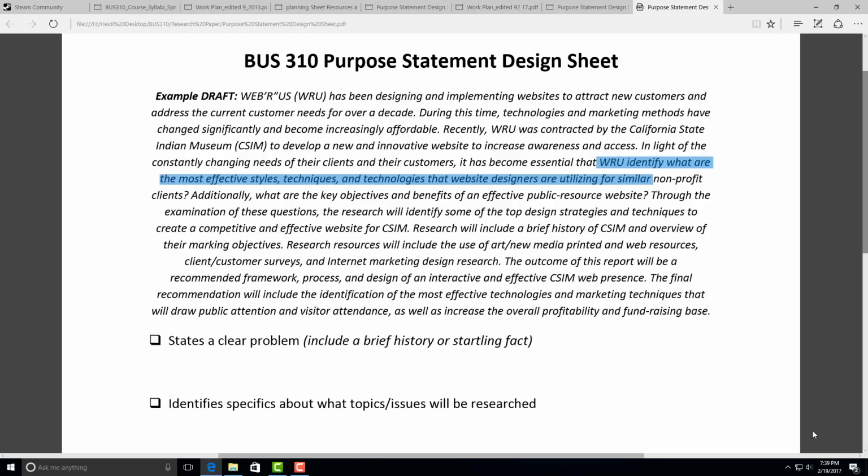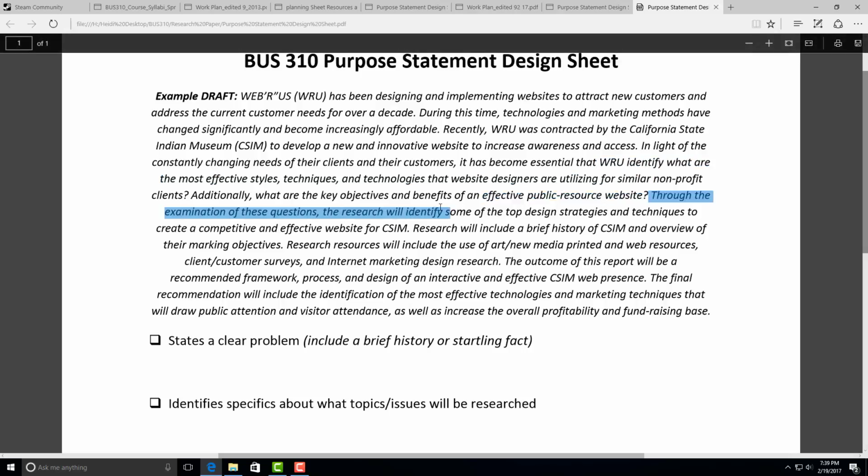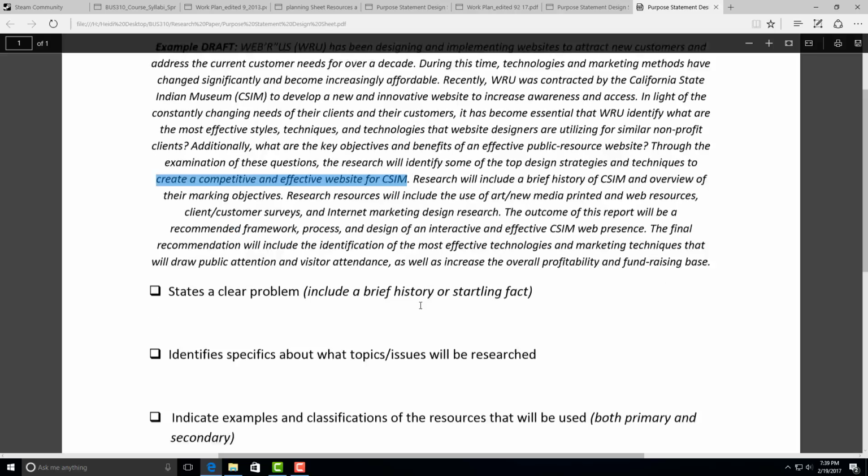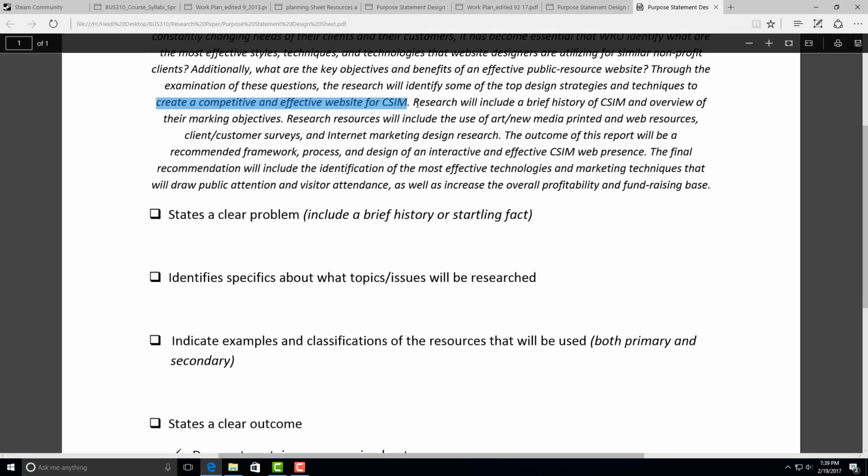So now, let's talk about the specific issues. Through the examination of these questions, the research will identify some of the topic design strategies and techniques to create a competitive and effective website for CSIM. Now let's talk about research. Research will include the brief history of CSIM and overview of their marketing objectives. Research resources will be the use of art and new media, print and web resources. Client customer surveys, that would be primary research, and internet marketing design research.